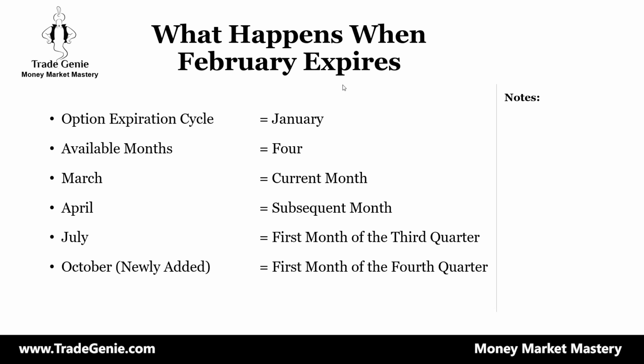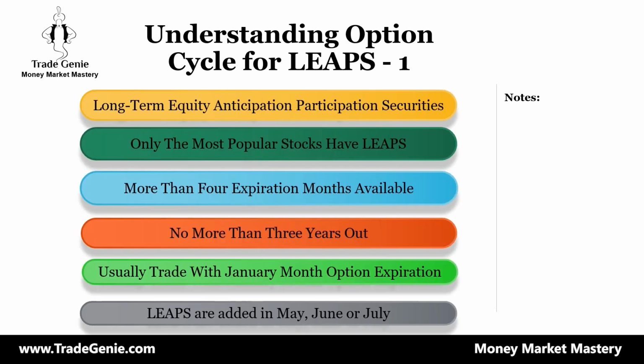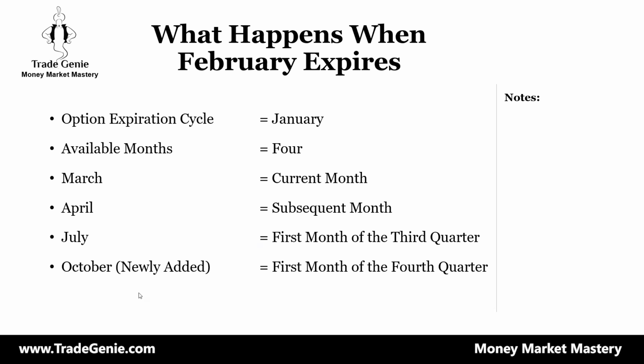Now, what happens when February expires? It's the same stock, the January cycle stock. The expiration in the month of February is February 17th. When February expires, March was already there, so it becomes the current month, but then we need a subsequent month, April. April is already there because it's a January cycle month. So no new month will be added in between; October will be added at the end, after July. April is already there and will act as the subsequent month when February expires.